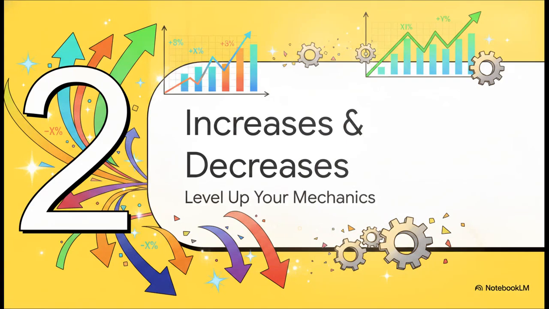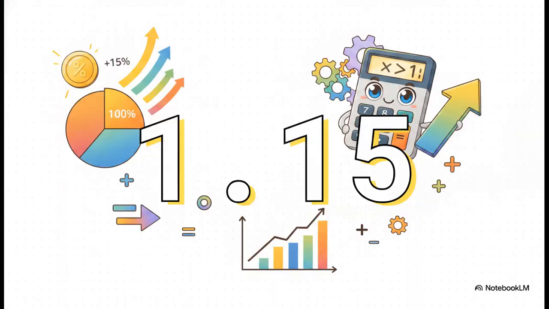Okay, moving on to part 2. Increases and decreases level up your mechanics. When you are increasing an amount, you aren't just finding a tiny portion of it. You want the whole original amount plus that extra bit. So think of the original amount as representing 100%. For a 15% increase, you add 15% to 100%, giving you 115%. Divide that by 100, and your multiplier is 1.15.